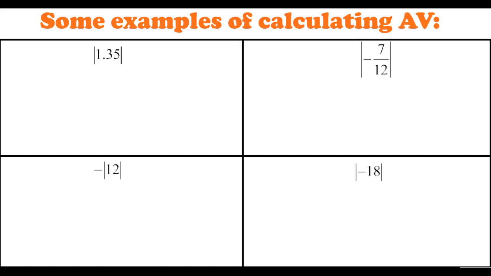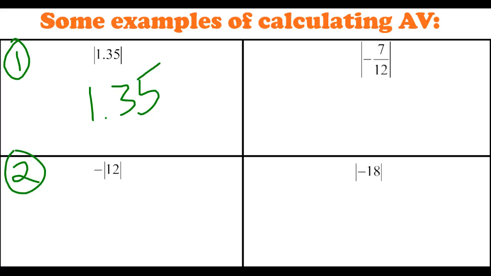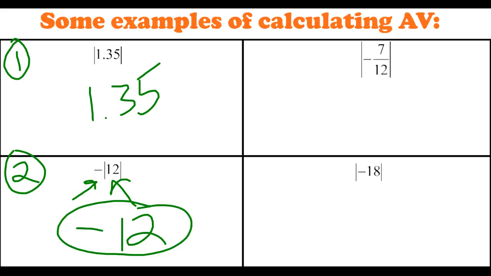So here's a few examples of calculating absolute value. You don't need to pause the video. I'll go through these. On the first one in the upper left, that is the absolute value of 1.35. That distance from 0 is 1.35. Moving down to the example here, this is read as the opposite of the absolute value of 12, because the negative sign, the opposite sign, is outside the absolute value. The absolute value of 12 is 12, and we're taking its opposite, so that's negative 12.